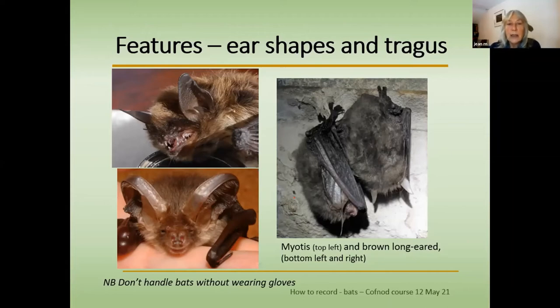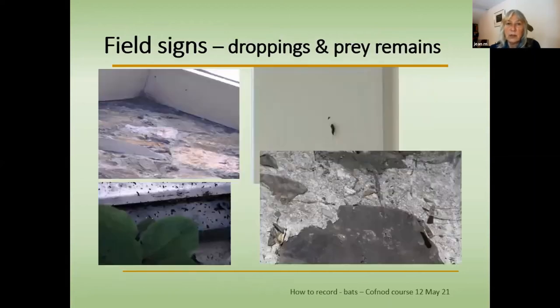So if you can photograph a dead bat if you find one, or if you find a live bat in a house and you want some advice on doing it, it's always a good idea if you can photograph it and bear in mind the sort of features that would help with identification. But obviously if it's a live bat, then the main thing is not to distress it too much.